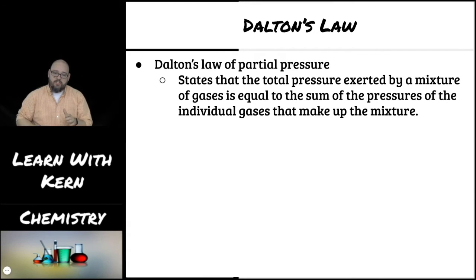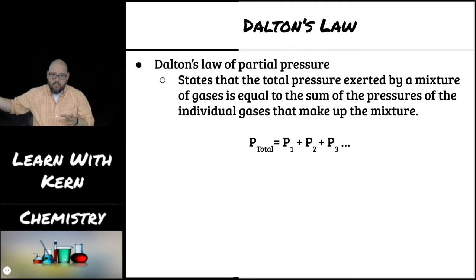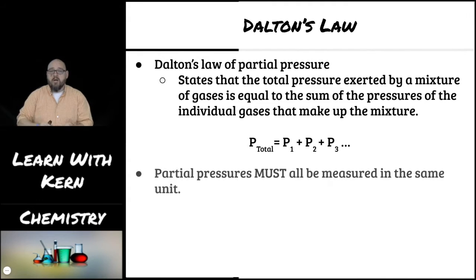Its equation looks like this. P total, so the total pressure of the gas, is equal to P1 plus P2 plus P3 plus and so on. If you have 5, 6, 7 gases, you just go on. So what this means is we're basically just going to add up the individual pressures. Now, one very, very, very important note about this equation is that in order for it to work, your pressures must all be in the same unit.